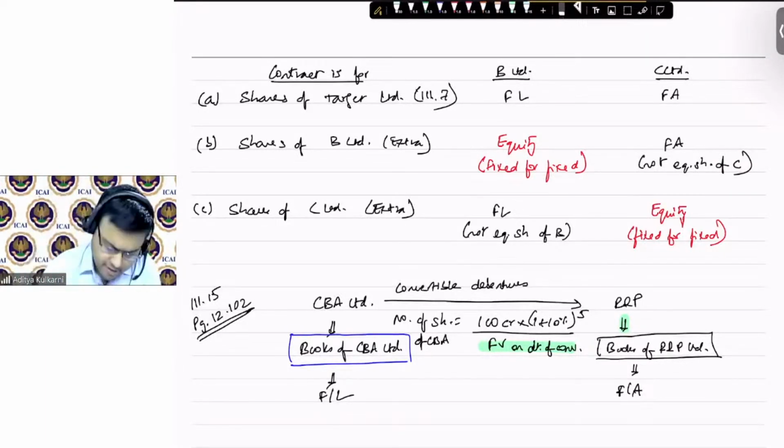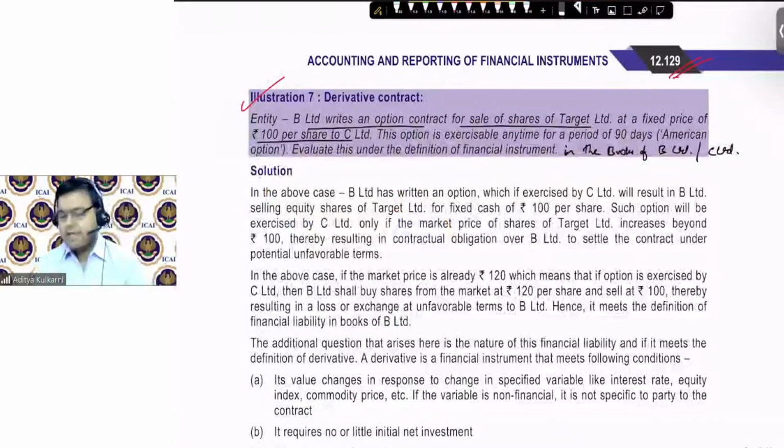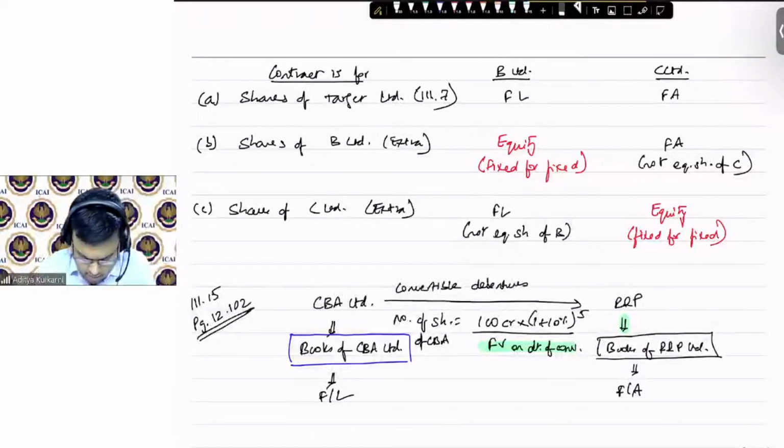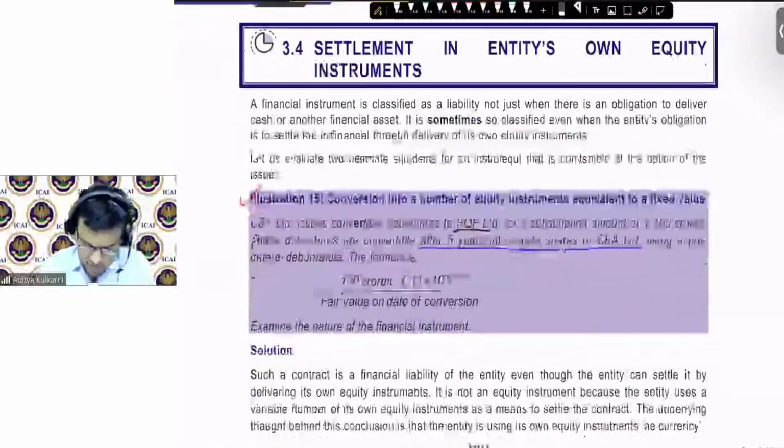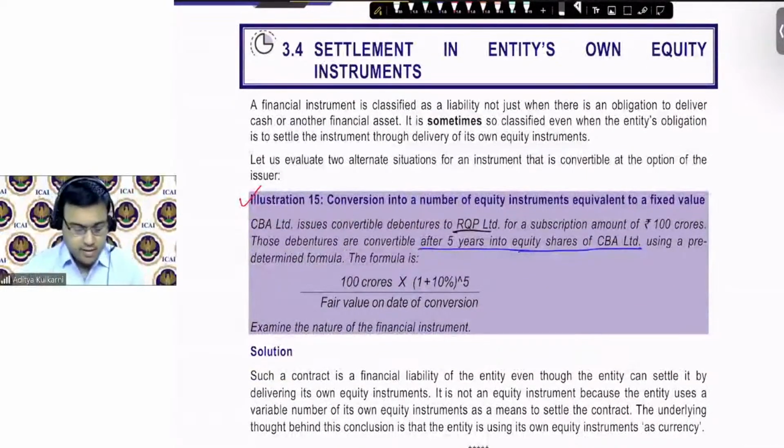So now, yesterday, if we were to recollect, we did a couple of illustrations to identify whether it is a financial asset or a financial liability. And the last question that we did, I suppose, was illustration 15, conversion into a number of equity instruments equivalent to a fixed value. So we came to the conclusion that for CBA, this will be a financial liability, whereas for RQP, this is going to be a financial asset. Okay, so this was the question that we had done.